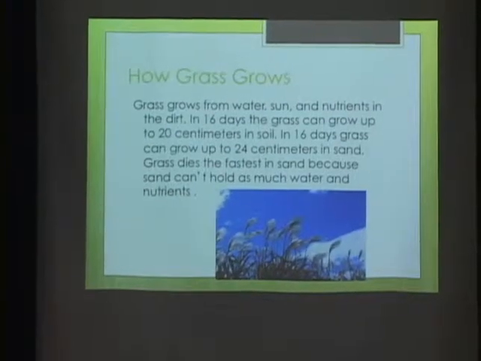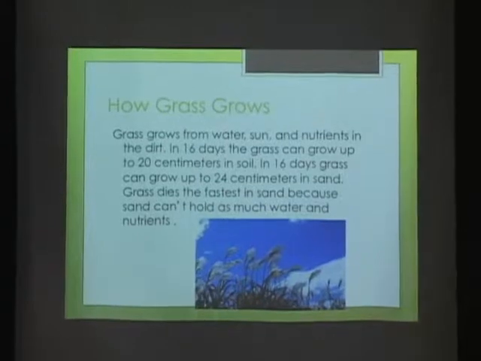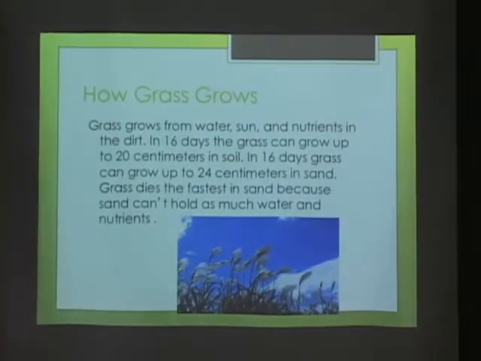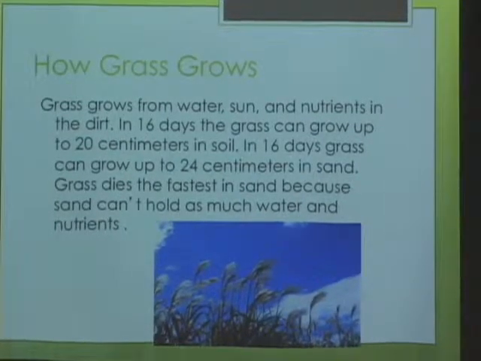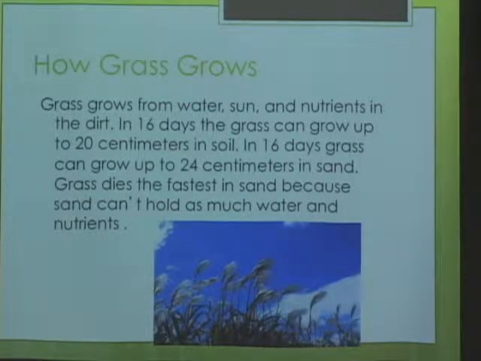How grass grows. Grass grows from water, sun, and nutrients in the dirt. In 16 days, the grass can grow up to 20 centimeters in the soil. In 16 days, grass can grow up to 24 centimeters in sand. Grass dies as fast in sand because sand can't hold as much water and nutrients.